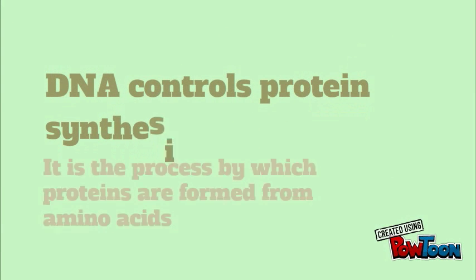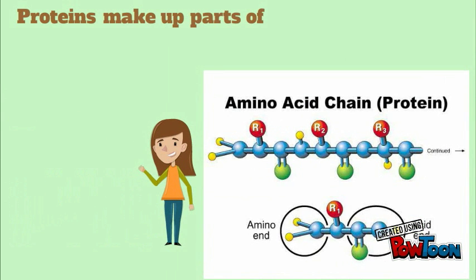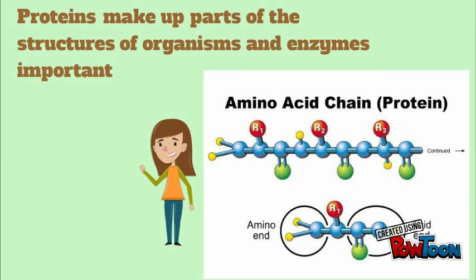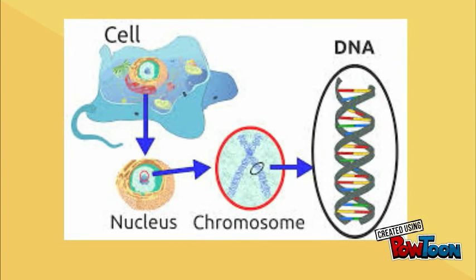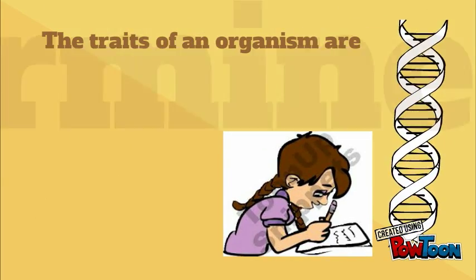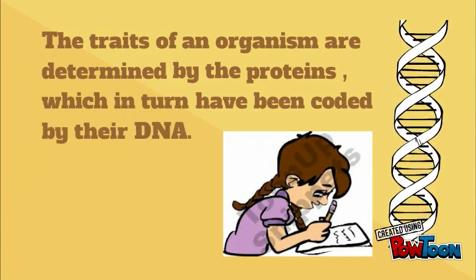DNA controls protein synthesis. It is the process by which proteins are formed from amino acids. Proteins make up parts of the structures of organisms and enzymes important for chemical reactions and body processes. The traits of an organism are determined by the proteins, which in turn have been coded by their DNA.